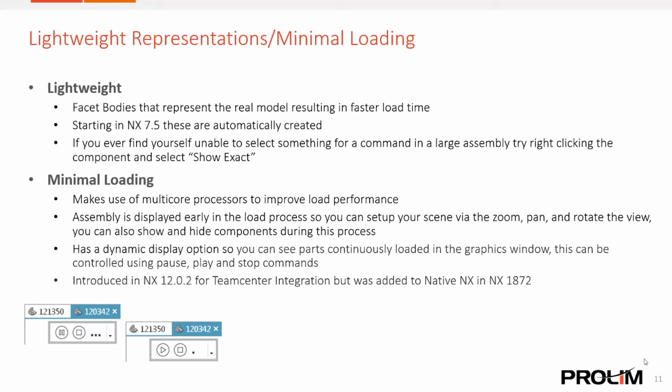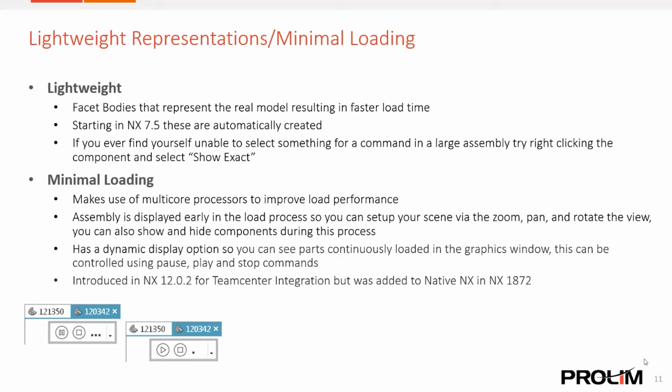A key note about lightweight representations is that if you ever find yourself unable to select something for a command, such as the Wrap Assembly command, try right-clicking the component and selecting Show Exact. If I used Wrap Assembly with a lightweight loading, I wouldn't be able to select the components I'm trying to grab, because they are still those facet bodies, and NX isn't able to make a wrap of those facet bodies. So I need to select Show Exact to show the exact model so that I can actually select those components.